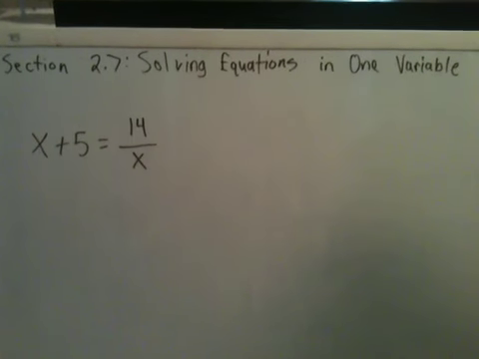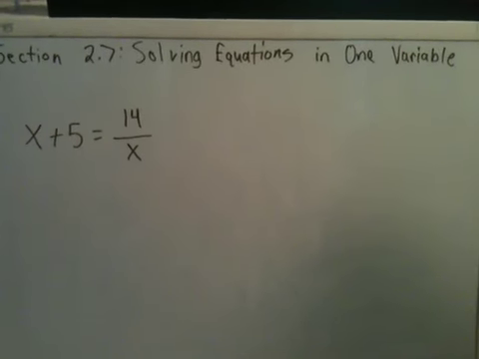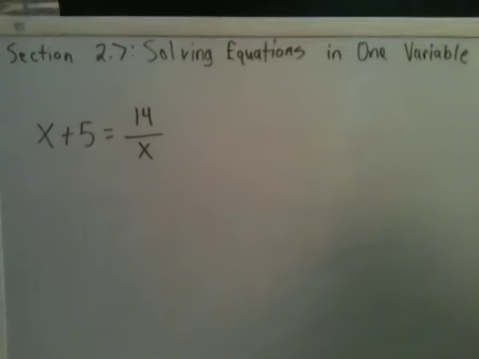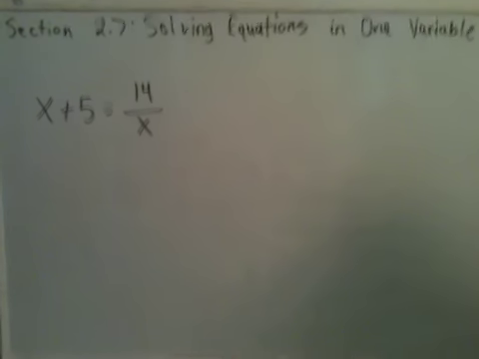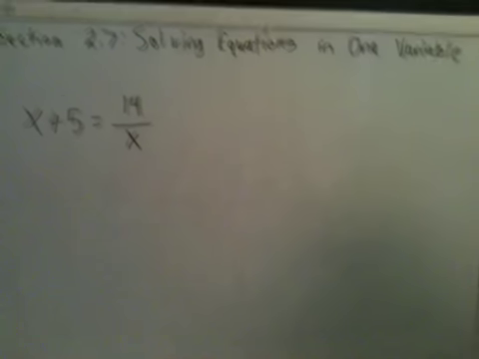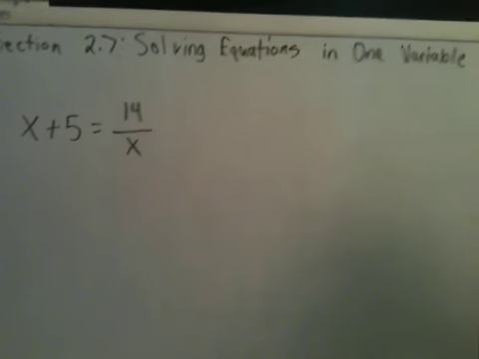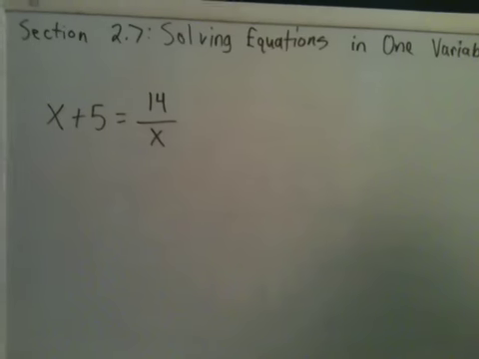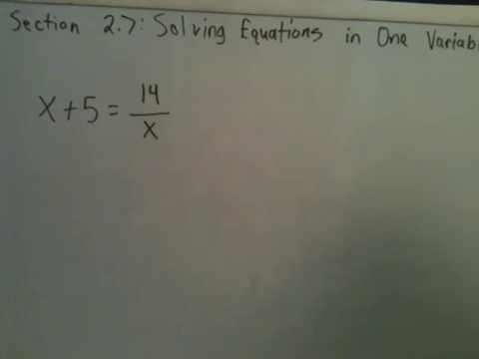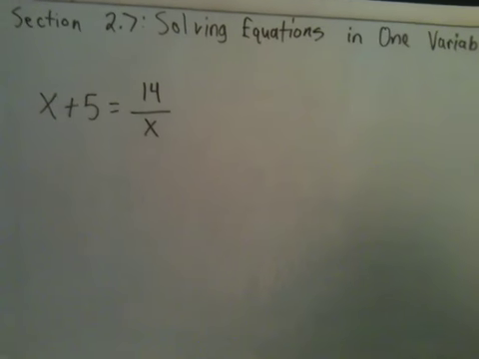Alright, section 2.7, solving equations in one variable. This is going to be a pretty short section and pretty easy. We're just going to solve some equations that have fractions in them, and the first step on this is going to be to multiply by a least common denominator to get rid of our fractions.